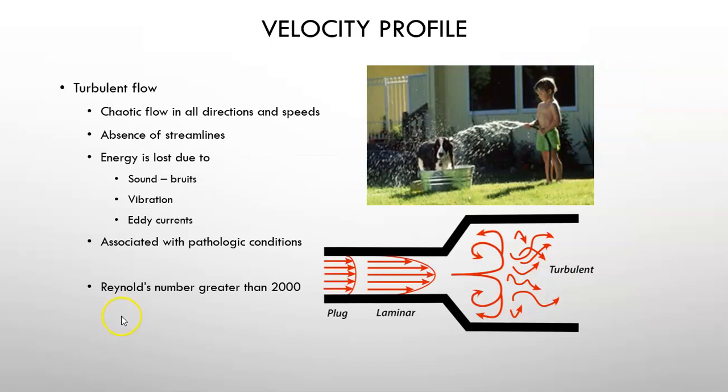So when we look at the water coming out of this hose, where the young child has his thumb on the end of it, it is definitely turbulent flow. So turbulent flow is chaotic, and it means it goes in all directions and speeds. There's no streamlines. Because of the change of directions and the eddy currents, this has a significant loss of energy. Turbulent flow is associated with pathologic conditions, and it has a Reynolds number greater than 2000.